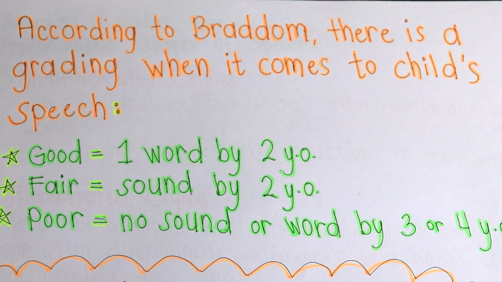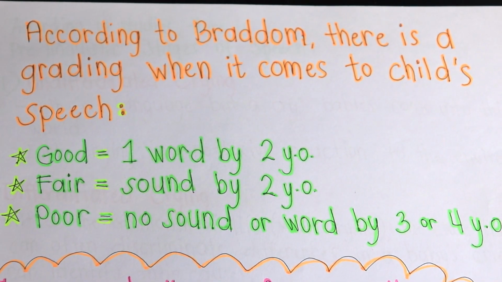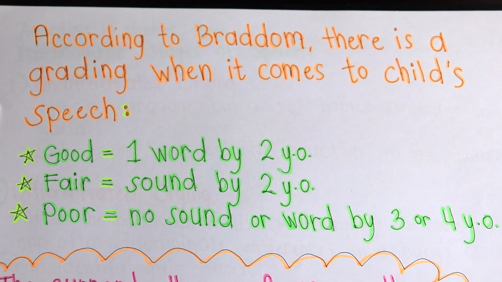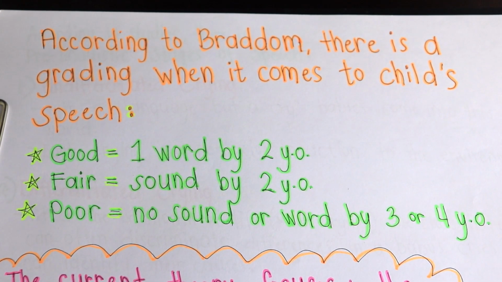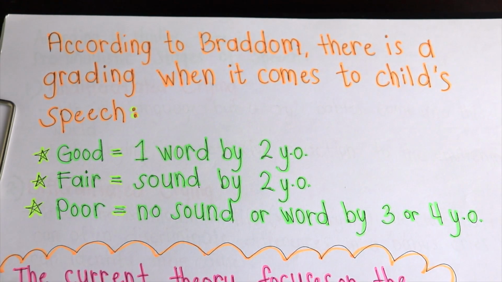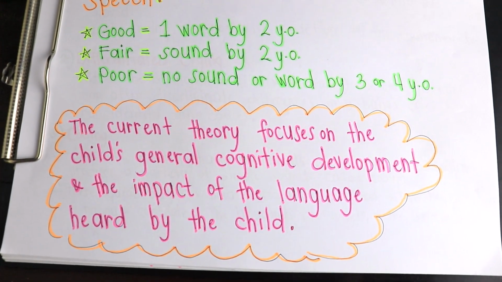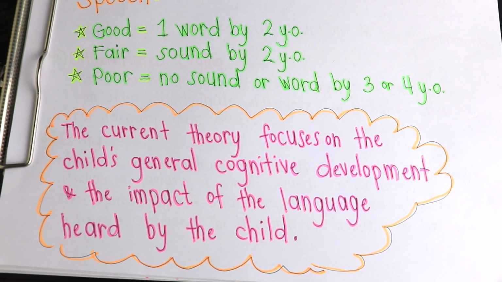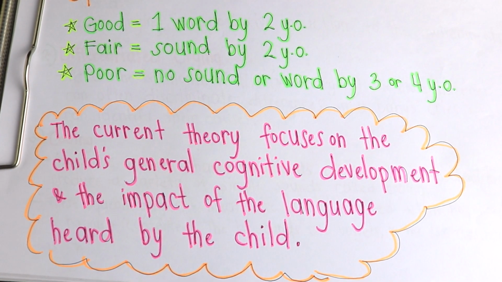According to Verdom, there is a grading when it comes to a child's speech. Good, when 1 word by 2 years old. Fair, when sound by 2 years old. And poor, if there is no sound or word by 3 or 4 years old. The current theory focuses on the child's general cognitive development and the impact of the language heard by the child.